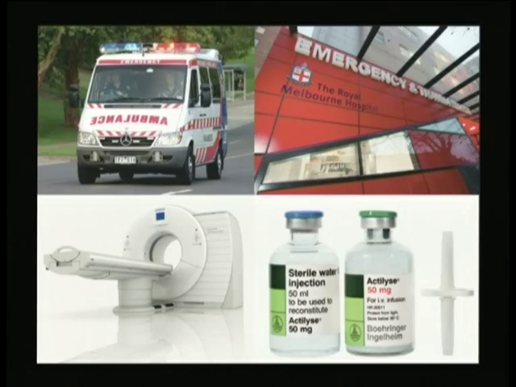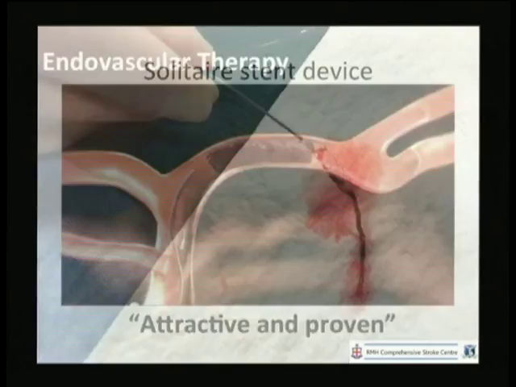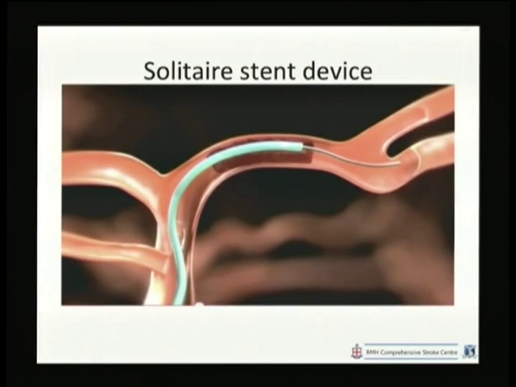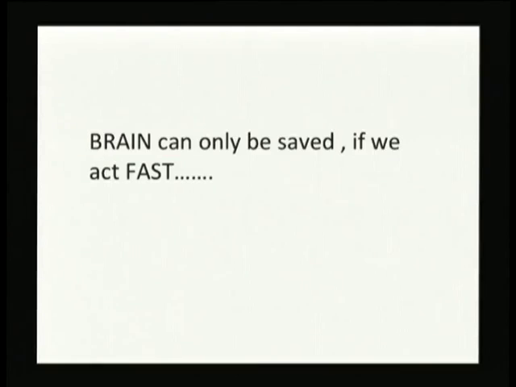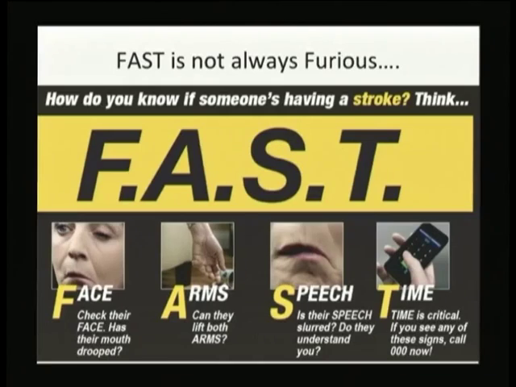When the ambulance comes and the patient reaches hospital, doctors make a decision based upon a number of factors. They can give a clot-dissolving drug, or they can take the clot itself out. Sometimes they have to put a stenting device in so that they can take the clot out. And once the clot is taken out, the blood starts flowing normally. But the brain can only be saved if we act fast, because time is brain. So fast is not always furious. If you see these symptoms, please call 111 in New Zealand, I guess, and 000 in Australia. Thank you very much.